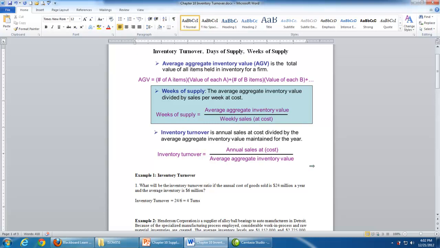Normally, an organization would prefer inventory turnover to be high. The higher the number, the better the organization turns inventory into money.